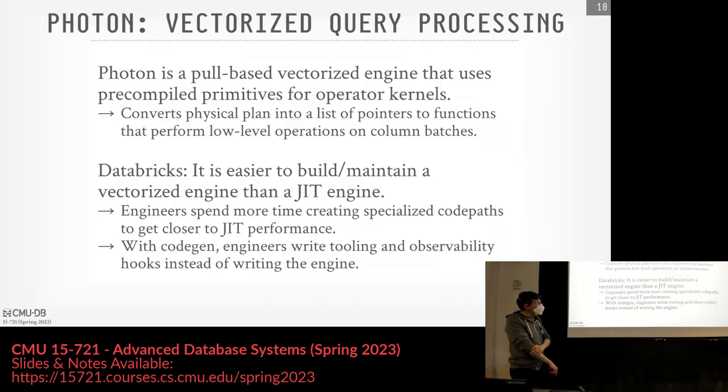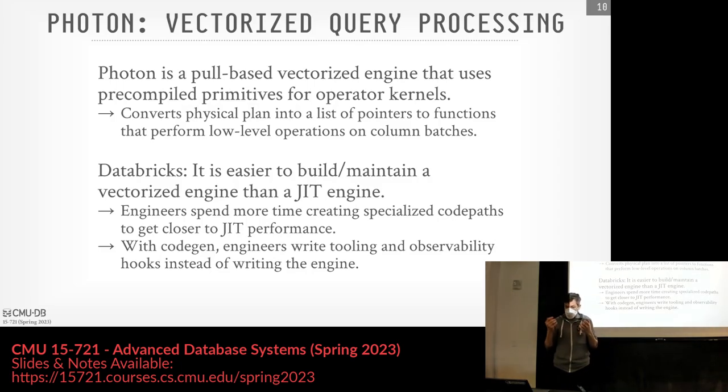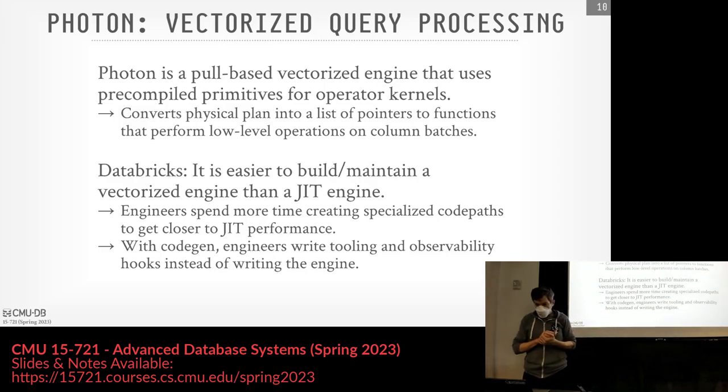The Photon engine itself does pull-based vectorized execution using pre-compiled primitives at the operator level. We talked about this before when we talked about VectorWise. The software developers building the database system write all these primitives, or what Databricks calls kernels, to do some small operation: scanning a table, probing a hash table, doing a comparison in some expression. They write all this ahead of time in templated C++, and that then gets expanded out to different compiled versions that are optimized for different data types and different data layouts and so forth.